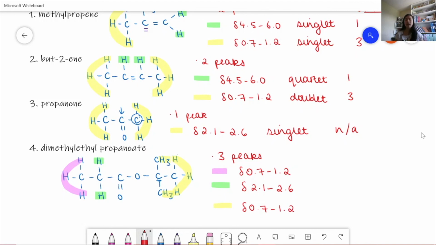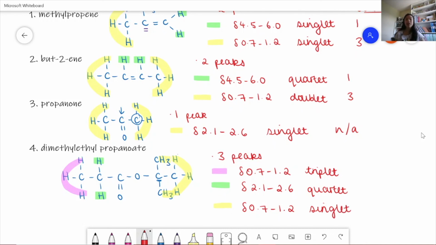So again, now we look at their splitting. So firstly, looking at the pink hydrogens, on the adjacent carbon, we have 2 hydrogens, and so this must be a triplet peak. And then looking at the green hydrogens, on the right-hand side, this carbon doesn't have any hydrogens on it. But on the left-hand side, we have 3 hydrogens on the adjacent carbon, and so this must form a quartet peak. And then looking at the yellow hydrogens, if we look at the adjacent carbon, there are no hydrogens attached to this carbon, and so this must be a singlet peak.